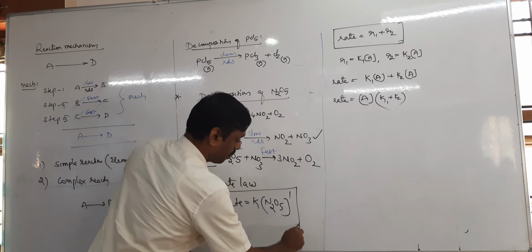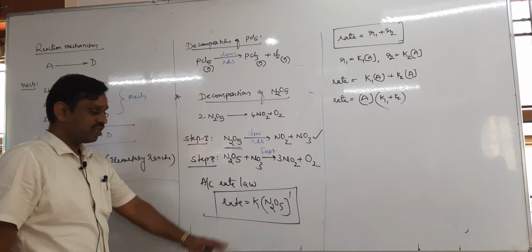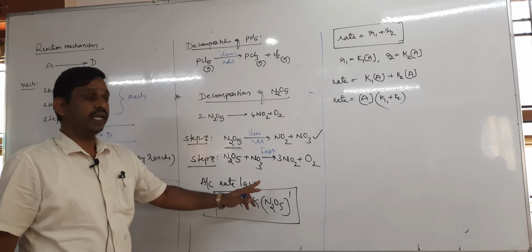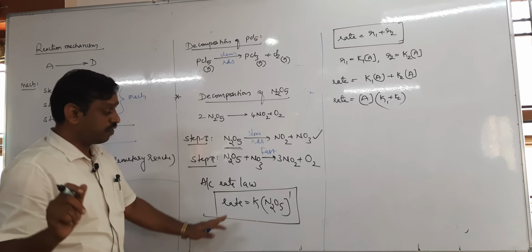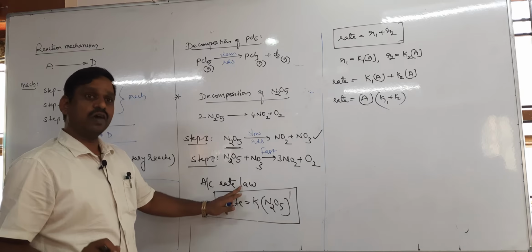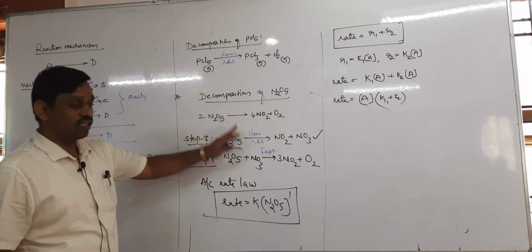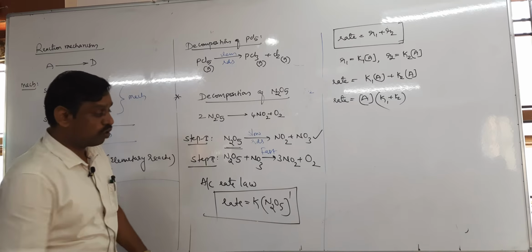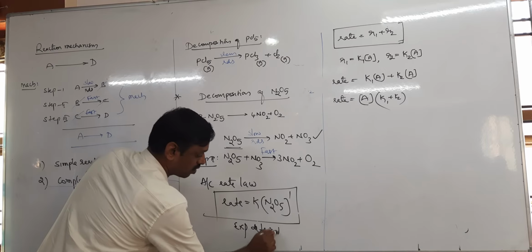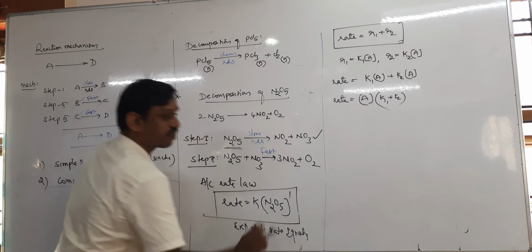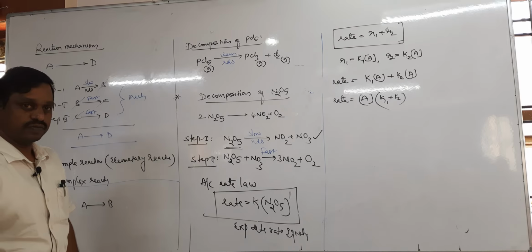This is called rate law, and this is called the experimentally determined rate equation. So from here onwards, wherever we apply the rate law, it can be applied to either an elementary step or the RDS, not all the steps. Then only you get the experimentally determined rate equation. Okay, so it is about a complex reaction.